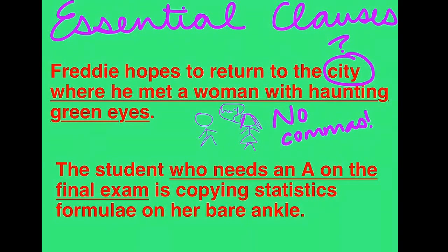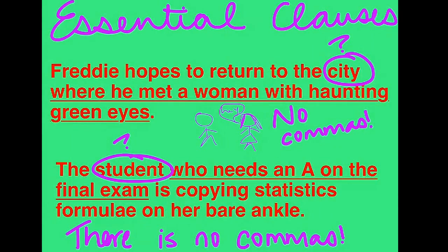Let's look at the next one. The student who needs an A on the final exam is copying a statistics formula on her bare ankle. Which of the many students in the class? The one who needs an A on the test. Again, notice, because we need this to fully understand the sentence, there are no commas. Here are some non-essential clauses.